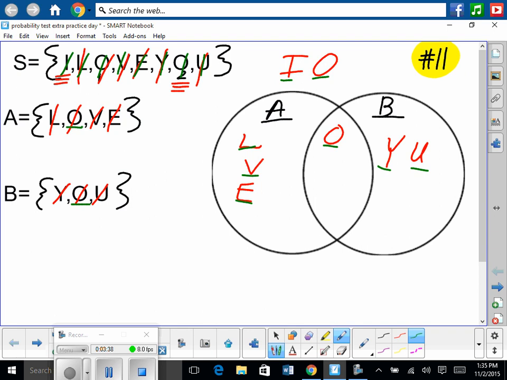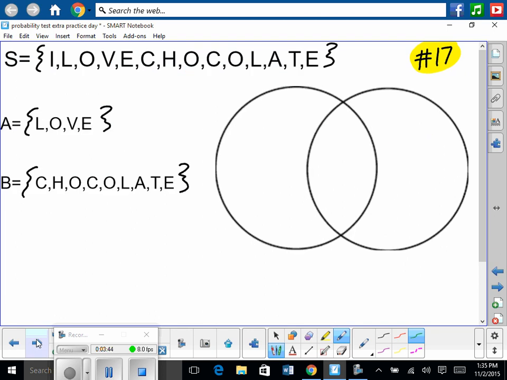But let's do another one that will help you now. Okay, so let's see something similar. Let's go to problem number 17 on the new practice. Everybody go to it. Hurry, hurry, hurry. Number 17 on the new practice. So the sample space is I love chocolate.